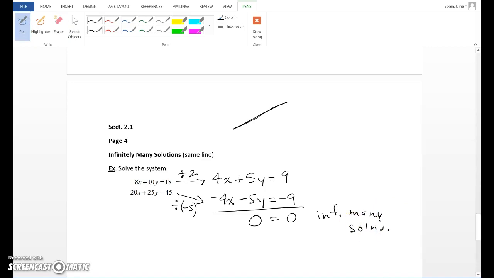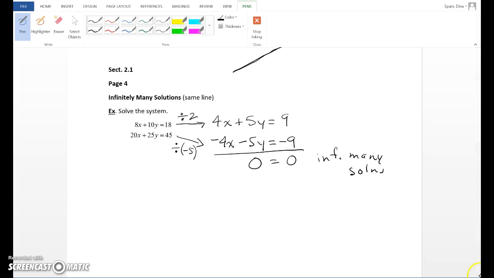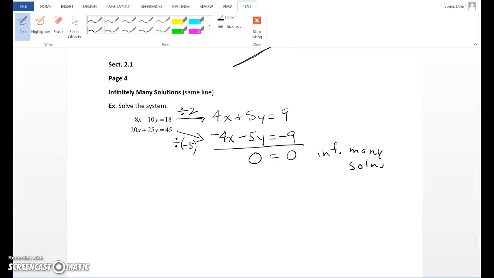But let's see how we're going to write that. Right, for infinitely many solutions. The relationship between the two, you can get it right from the equation 4x plus 5y equals 9. So, depending upon what your x value is, your y is going to depend on what x is. So let's solve this for y and see what happens.